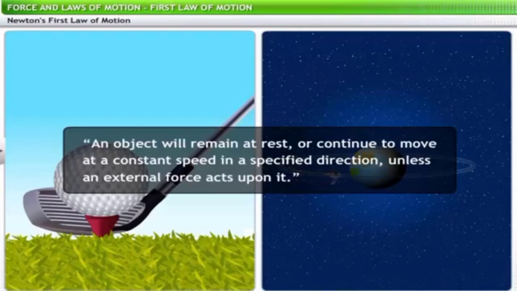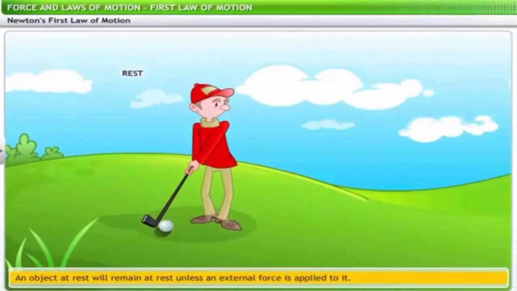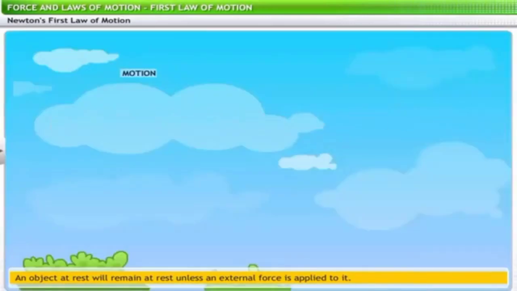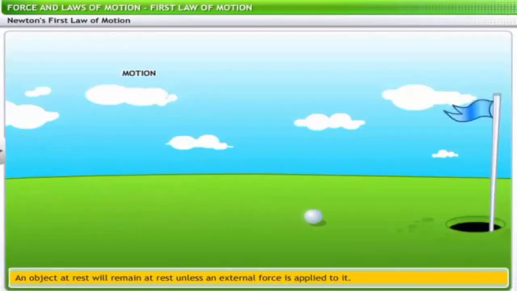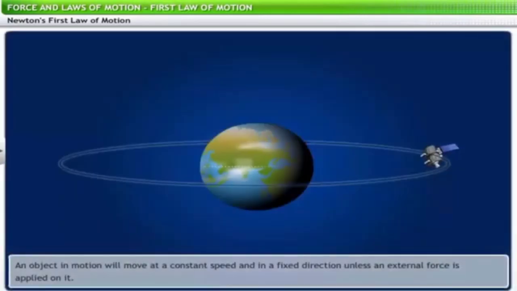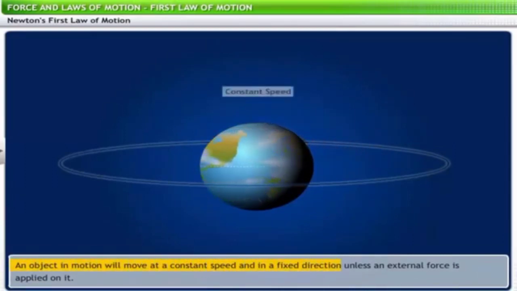There are two aspects of this law that we need to consider. First, an object at rest will remain at rest unless an external force is applied to it. All objects at rest conform to this. For example, on a golf course, a ball on a tee remains at rest until the golfer hits it. When the ball is hit, a force is applied setting the ball in motion. The second aspect relates to a moving object. An object in motion will move at a constant speed and in a fixed direction, unless an external force is applied on it.